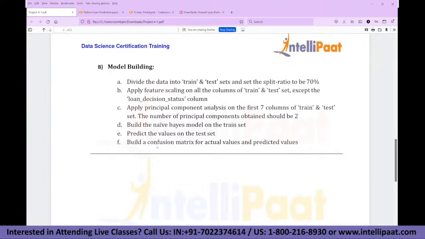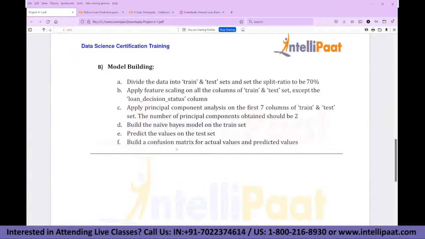That's not a problem. Then we use the naive Bayes model on the training set, then predict the values on the test set, and then build a confusion matrix for actual values and predicted values. So this naive Bayes model, we'll be learning about it when we try to implement. I'll give a brief introduction of what the naive Bayes model is usually, and then we can use it over certain cases.